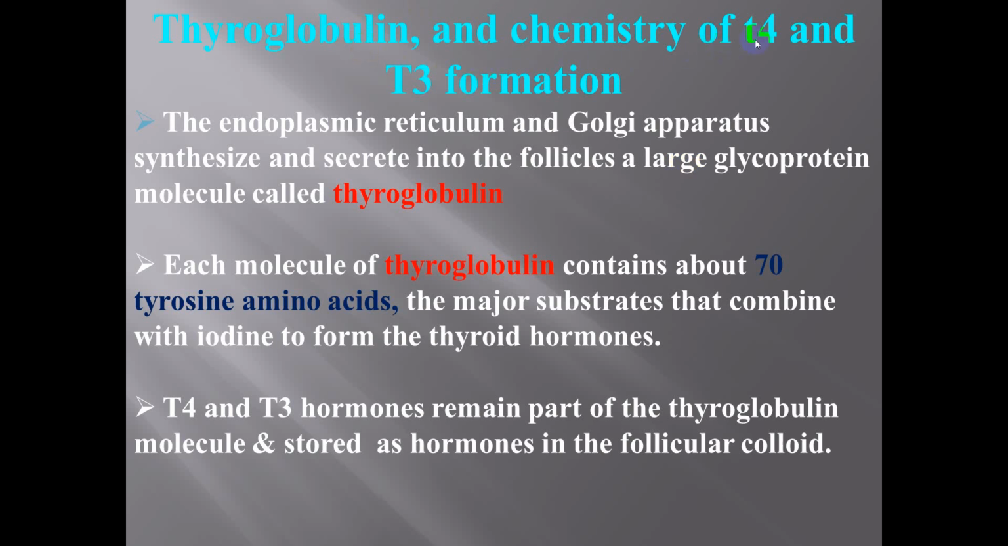Thyroglobulin and chemistry of T4 and T3 formation. The endoplasmic reticulum and Golgi apparatus synthesize and secrete into the follicle large glycoprotein molecules called thyroglobulin. بما أنه بروتين فأكيد راح يتم تصنيعه داخل النيوكليوس ومن السيتوبلازم ومنه ينتقل إلى الموديفيكيشن بالريتيكولم endoplasmic reticulum وبعدها يتحول إلى الكولجي apparatus package physical to the outside. لا تذكرونها بالintroduction. هذا هو الفورميشن of thyroglobulin.